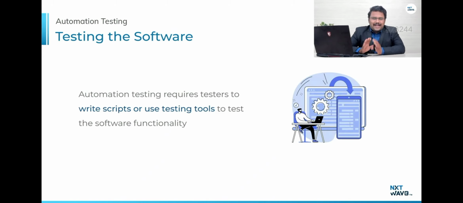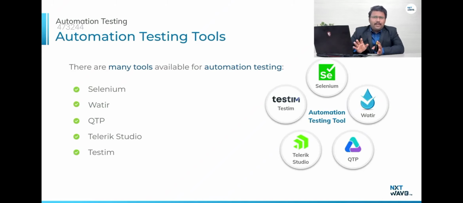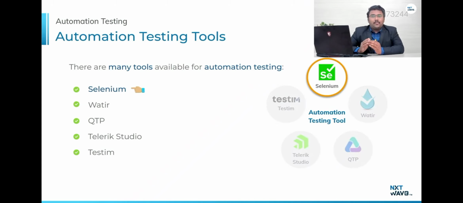One important thing that sets automation testing apart is that it requires the testers to write scripts or use testing tools to test the software functionality. So when you're trying to automate things, you will need either a script or a tool. There are many tools available in the market for automation testing, like Selenium, Watir, QTP, Telerik Studio, TestIM, and so on, and among them, Selenium is one of the most popular ones out there.